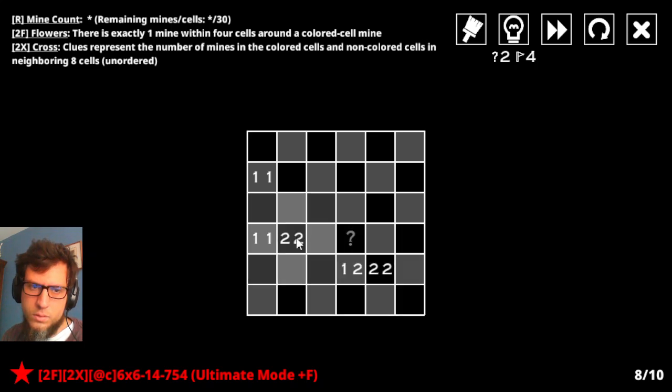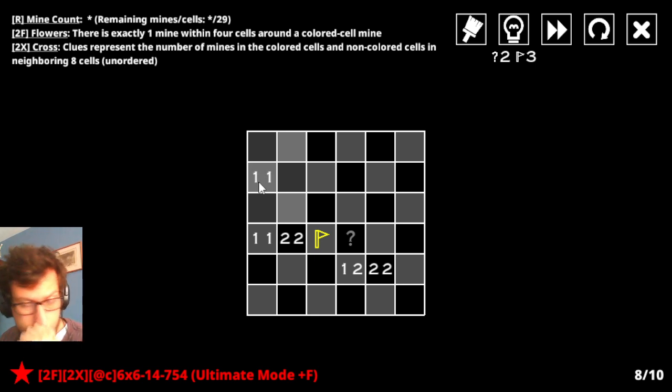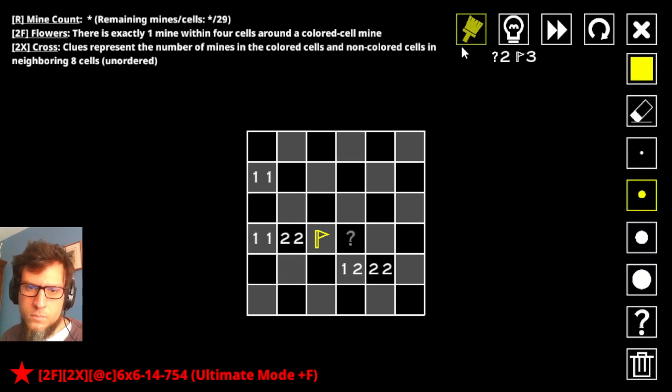Okay, 2, 2, 1, 2, so it's cross, and it's flowers, alright. So we need, because of this 2-2 and this 1-1, we need 1 black and 1 gray in this range, so hello. This 1-1, okay. Okay. This 1-2.